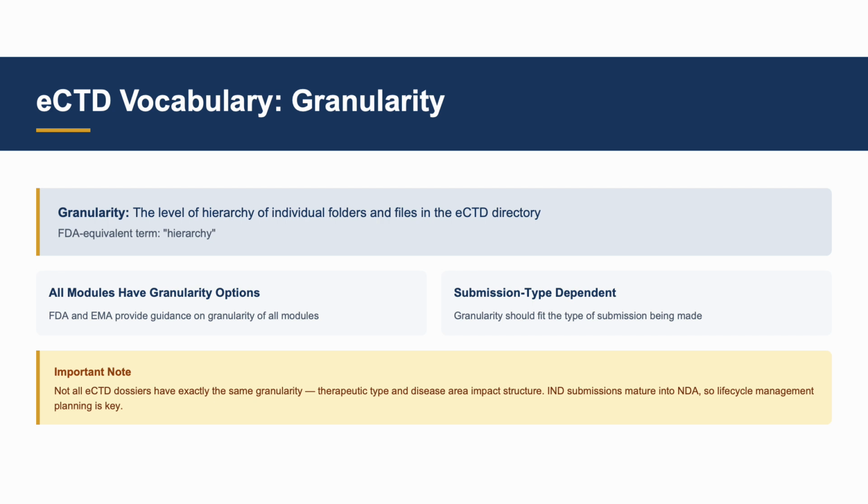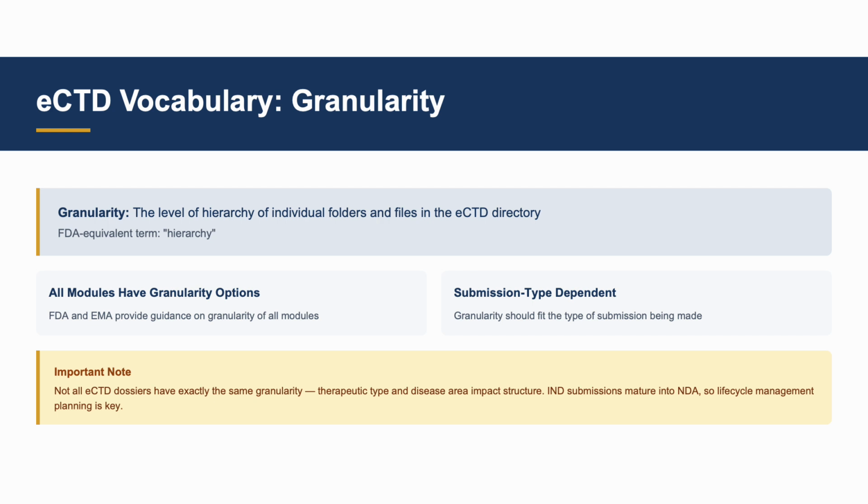The therapeutic area, disease indication, and type of product all influence the appropriate level of granularity. For example, a submission for a complex biologic product may require more detailed folder structures than a simple small molecule drug. Perhaps most importantly, remember that your IND submissions mature into your NDA or BLA. This lifecycle management perspective means you should plan your eCTD structure with the end goal in mind from the very first submission. Starting with an appropriate granularity structure will save significant effort when you later need to compile your marketing application.